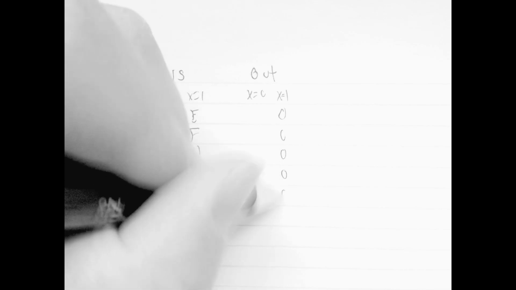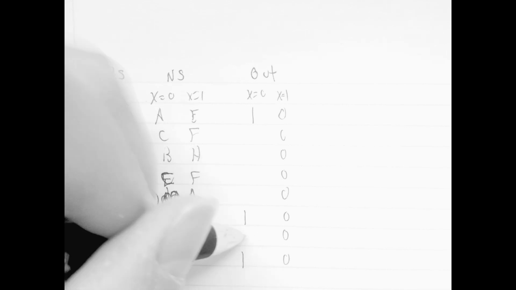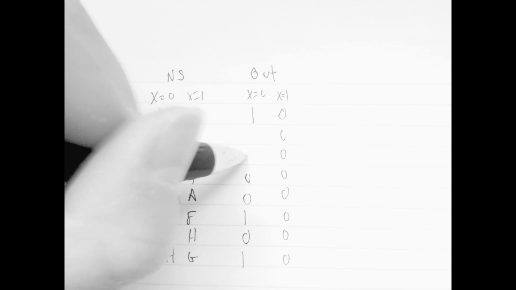I'm not going to write out the state diagram because it's a little complicated. For outputs when x is equal to 1, we'll just make it all 0. For outputs when x is equal to 0, we'll make it a 1 for H, and a 1 for F, and the rest can all be 0.